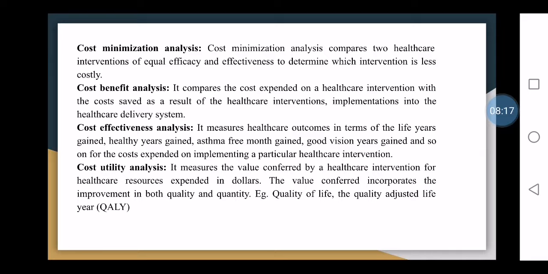Next one is cost effectiveness analysis. It measures the healthcare outcome in terms of life years gained. How many years you have gained due to that particular treatment, or how many healthy years you have gained. How many months you were asthma free because you took the treatment at the right time. You went for the eye surgery at the right time, and you gained years of good vision, and so on. All these are measured against the cost expended on implementing a particular healthcare intervention. So by doing the correct healthcare intervention at the right time, how much effective life you have got, the lifetime you have gained, that is meant by cost effectiveness analysis.